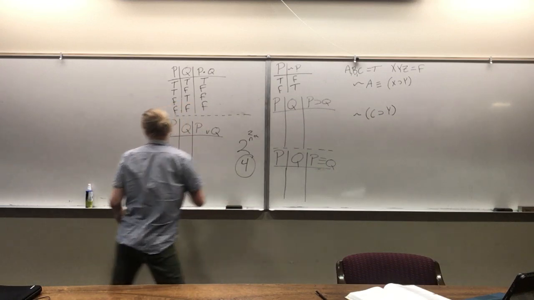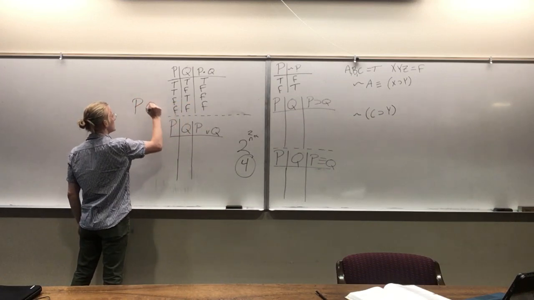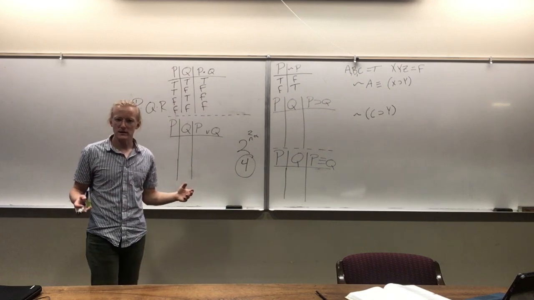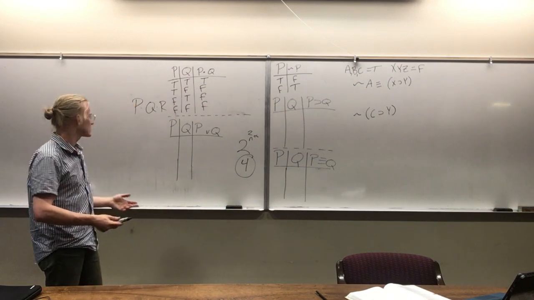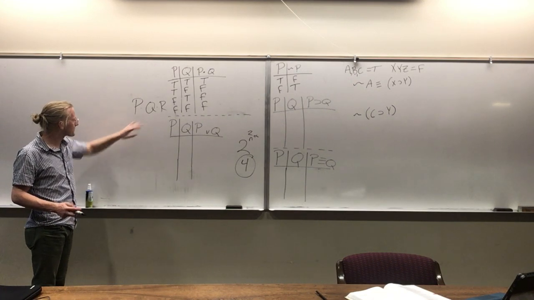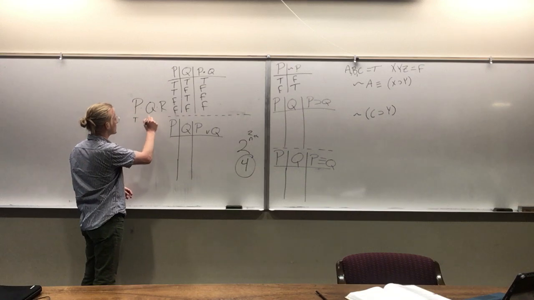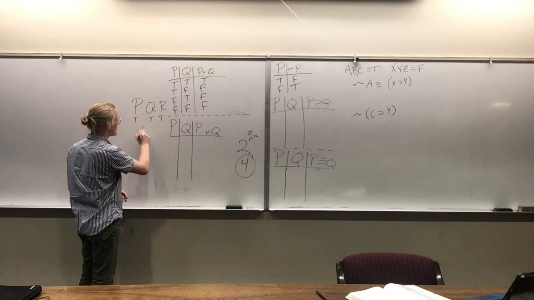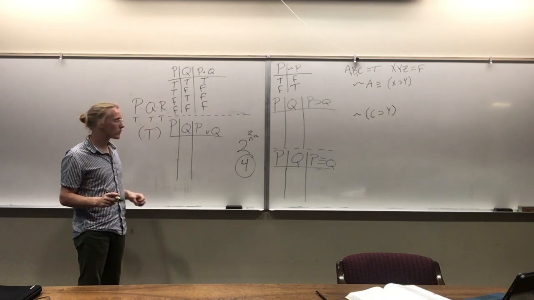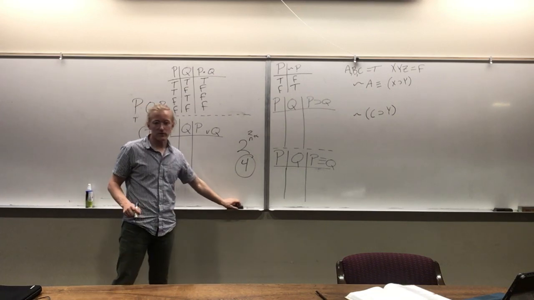So say I had P and Q and R. We're not going to do truth tables for 3 sentence letters, but this is just a helpful illustration. So P and Q and R here is only true when P is true, when Q is true, and when R is true. So the whole thing would be true. But if any of these parts were false, that would make the whole thing false.